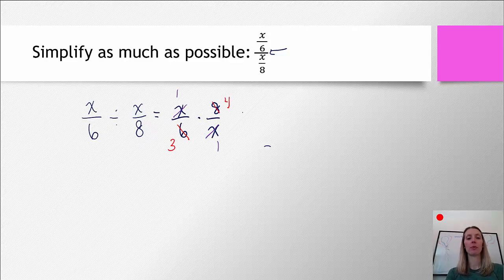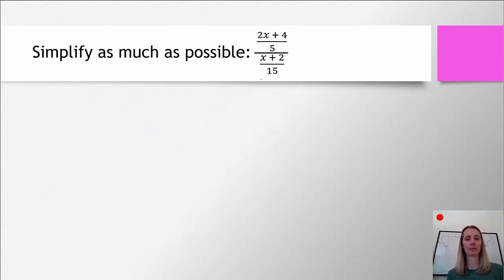And now we're ready to multiply straight across. 1 times 4 is 4 over 3 times 1 is 3. So this whole thing, x over 6 divided by x over 8, ends up being equivalent to 4 over 3.